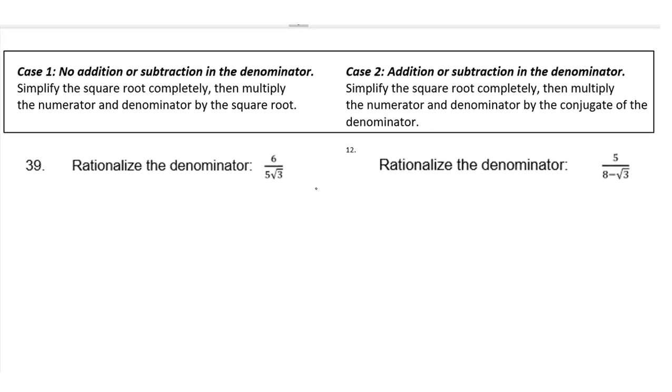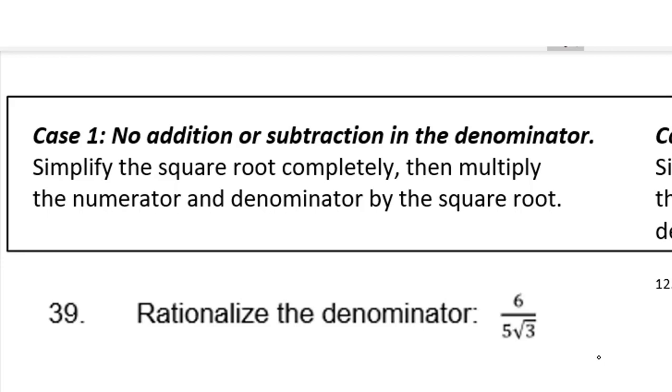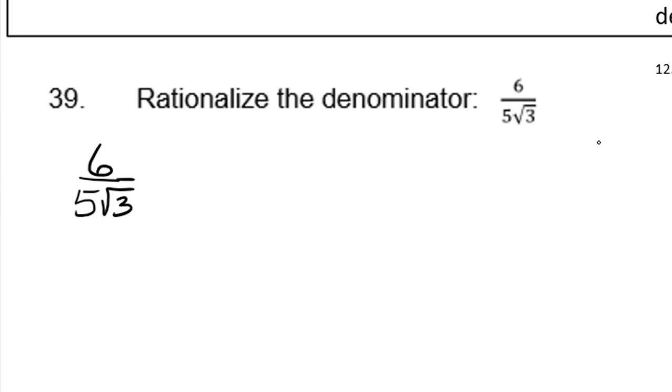There are two cases that we're interested in. Case 1, we have a fraction with a radical in the denominator, but there's no addition or subtraction. For example, 6 over 5 root 3. In this case, we're going to use the fact that if we multiply the square root of 3 times itself, the square root will go away. And we're going to use that fact to rewrite this number in a different way without changing the value so that there's no square root in the denominator. That's called rationalizing the denominator because a square root is an irrational number.